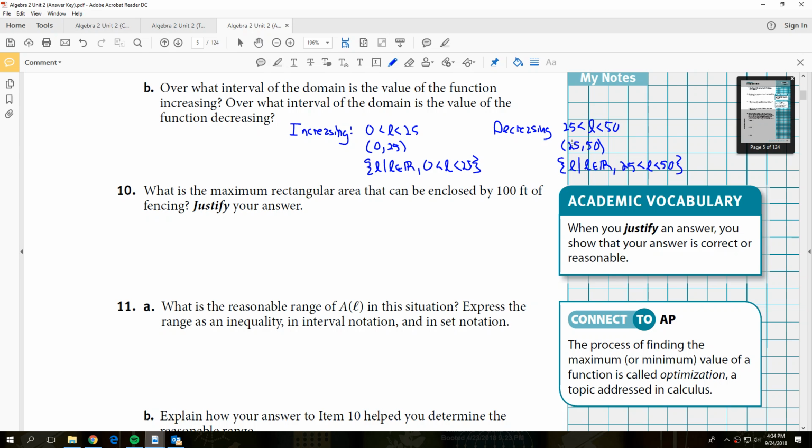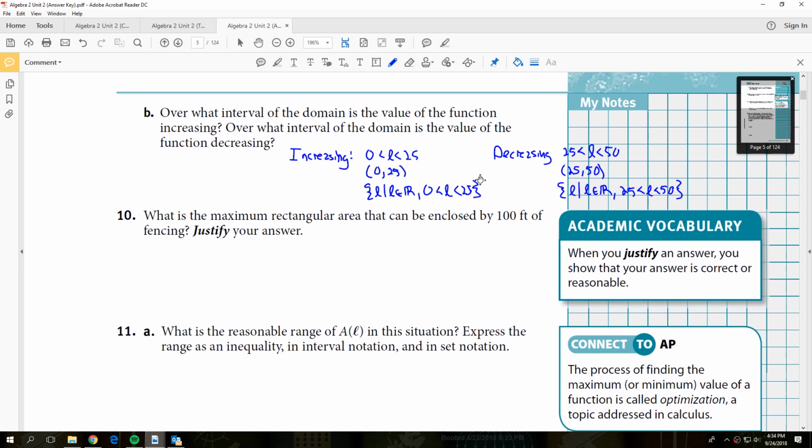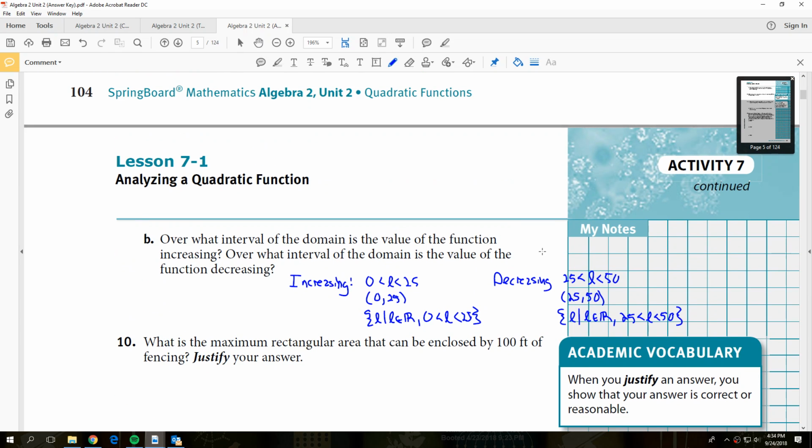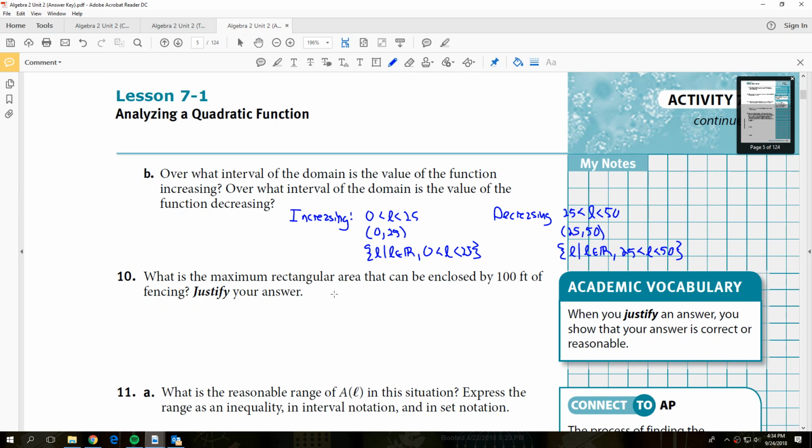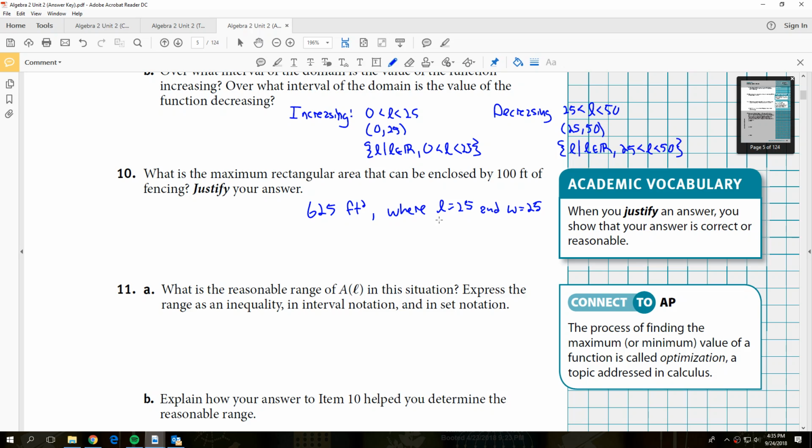All right, what is the maximum rectangular area that can be enclosed by this 100 feet of fencing? We just said where it is increasing and where it is decreasing. What's in between, where L is 25? So the maximum rectangular area would be 25 times 25, which is 625 feet squared, where L is equal to 25 and the width W is equal to 25. In particular, this creates a square, which is important.